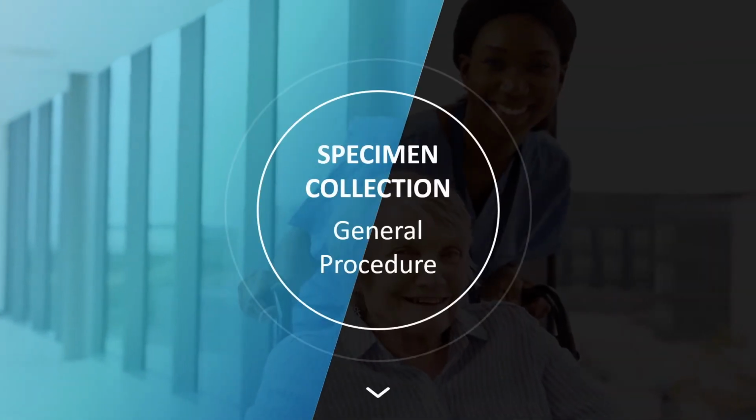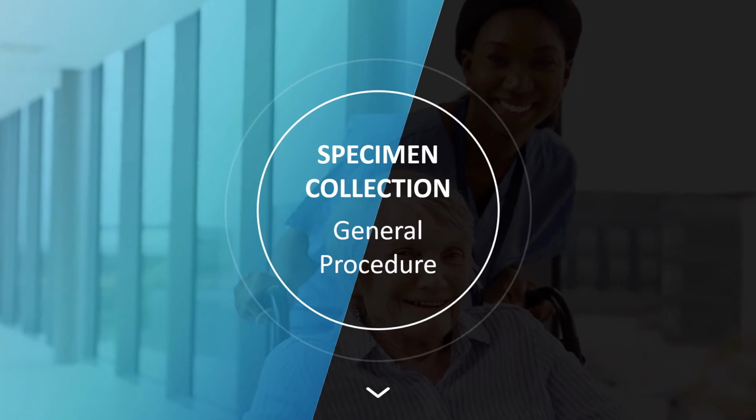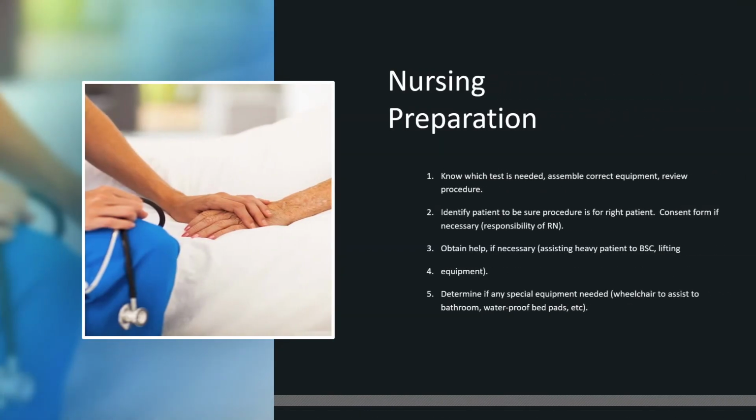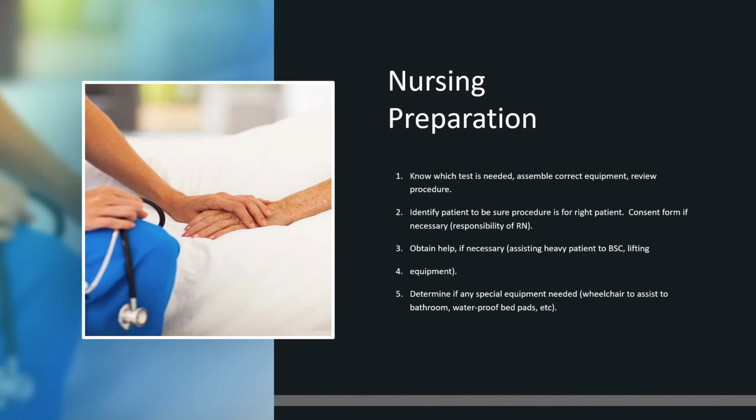Specimen collection, general procedure. Nursing preparation: know which test is needed. Assemble correct equipment. Review procedure. Identify the patient to be sure the procedure is for the right patient. Consent form if necessary, the responsibility of the RN.